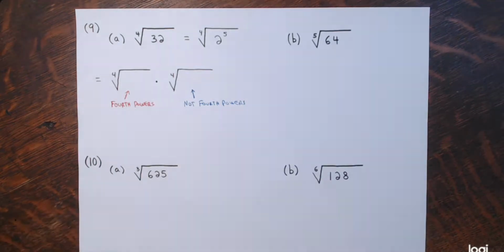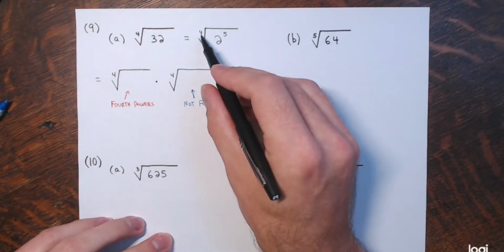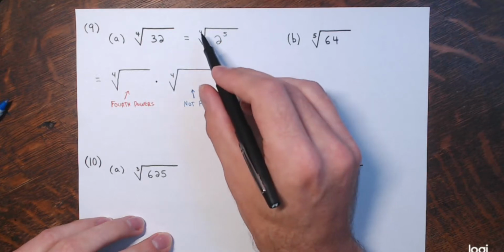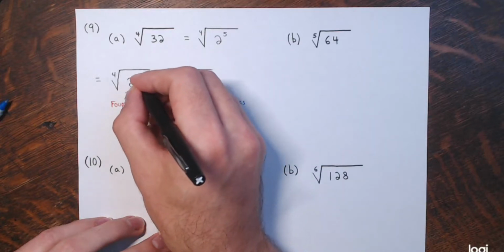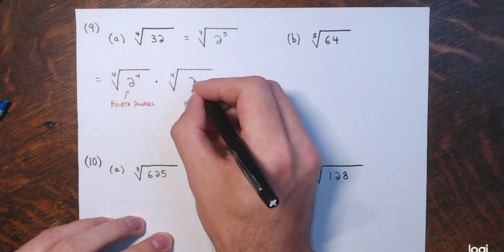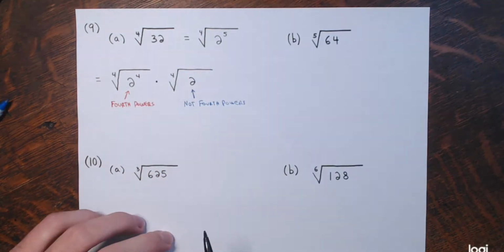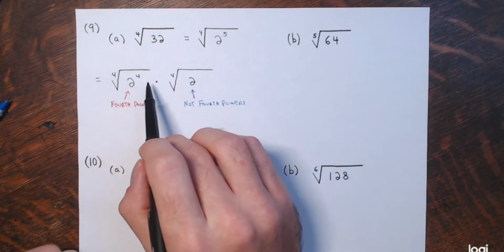Right. Well, 2 to the 5th, 5 is not a multiple of 4. So then you got to think, what's the largest multiple of 4 less than 5? Well, that would just be 4. So I could break 2 to the 5th up to 2 to the 4th times 2 to the 1st. Right? 2 to the 4th times 2 to the 1st is 2 to the 5th. So the fourth root of 32 is equal to the fourth root of 2 to the 4th times the fourth root of 2.